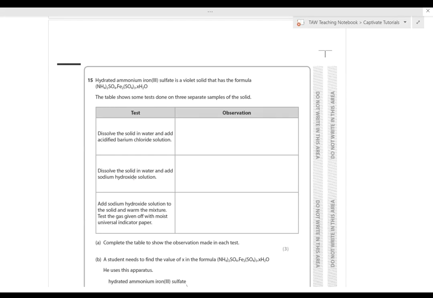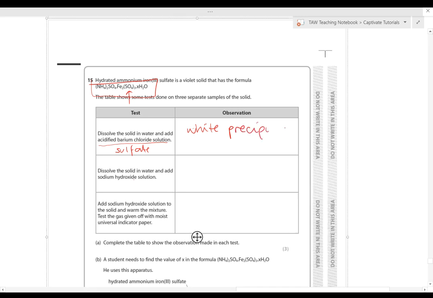Okay, so finally question 15, and it starts off with some questions about tests for different ions. So we've got this complex molecule here, and we've got various different tests to identify what's contained within it. So first of all, we've got the addition of acidified barium chloride solution. Now that's the test for a sulfate ion, which we can see is present here. And when a sulfate ion is present and you add barium chloride, it generates a white precipitate.